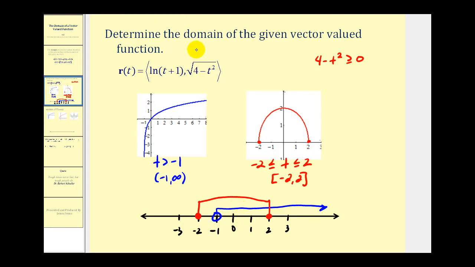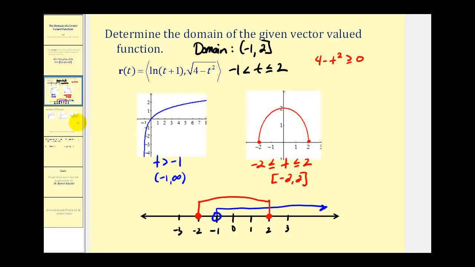So we can see from the graph that the domain of the given vector-valued function would be the interval from -1 to +2, where it's open at -1 and closed at +2, or we could say where t is greater than -1 and less than or equal to +2.